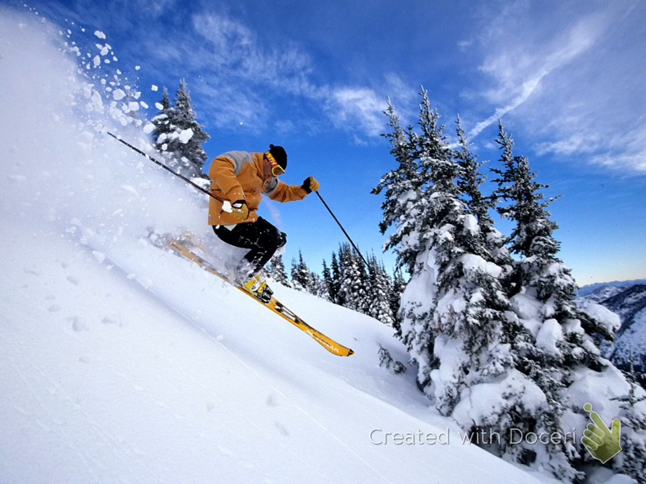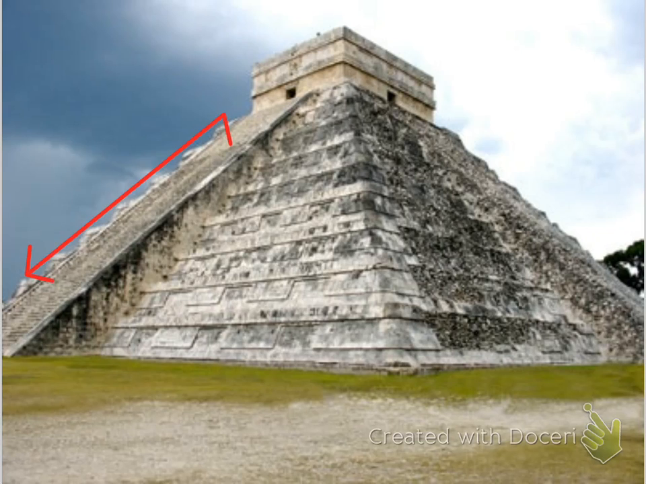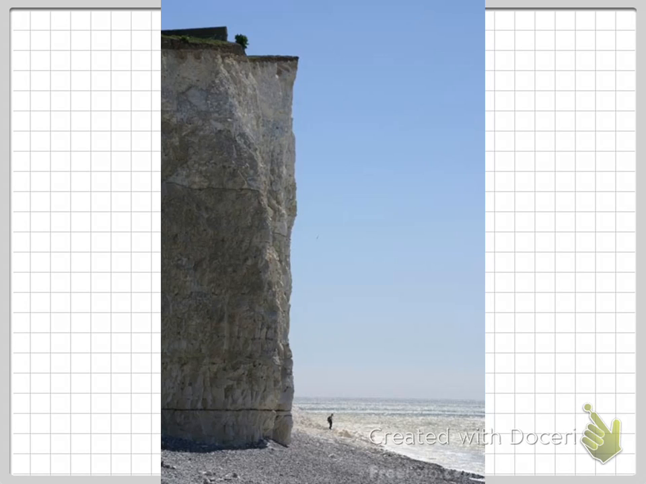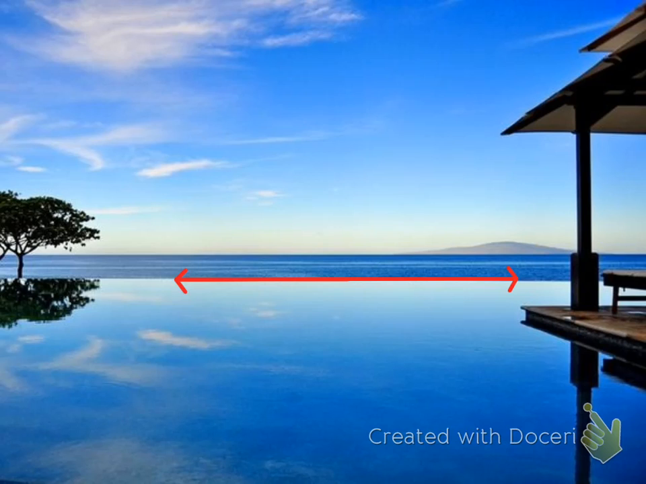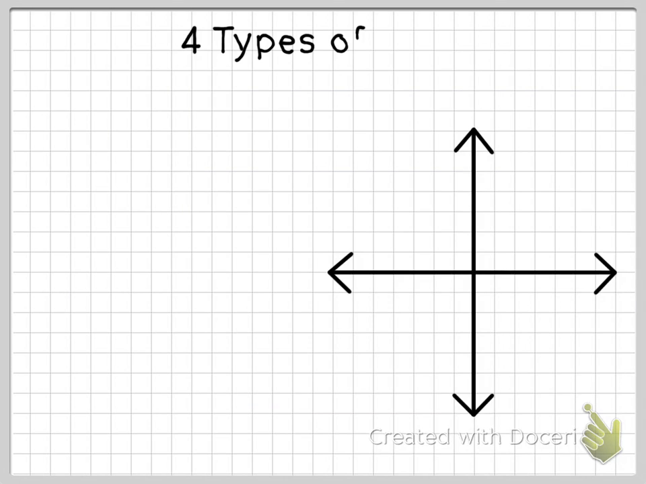I think of skiing. But maybe you think of stairs? Or perhaps you think of the pyramids. Maybe you think of the slanted streets of San Francisco. Or the cliff of your nightmares. Or the flatlands of paradise. These are all the 4 different types of slope, and they all have very specific names.